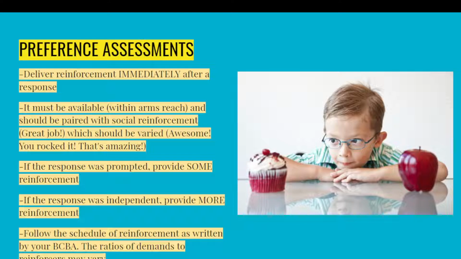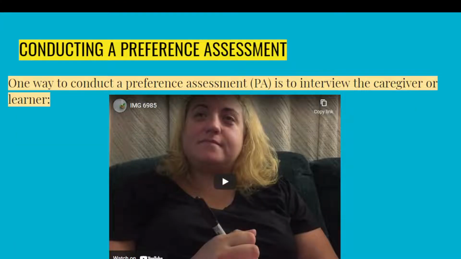Deliver the reinforcement immediately after a response. It must be available. It should be paired with social reinforcement, which should be varied. If the response was prompted, provide some reinforcement. If the response was independent, provide more reinforcement, that grade A super throw a party reinforcement. Follow the schedule of reinforcement as written by your BCBA. The ratios of demands to reinforcers may vary.